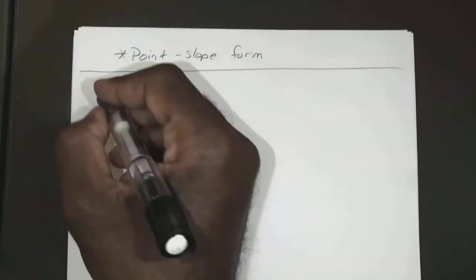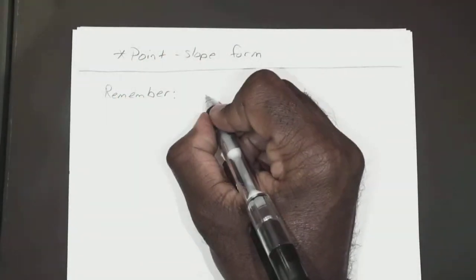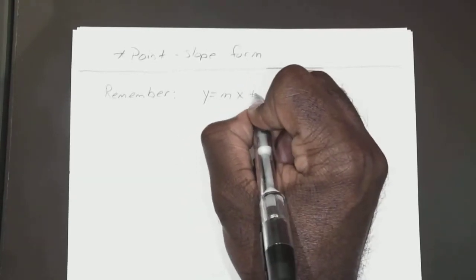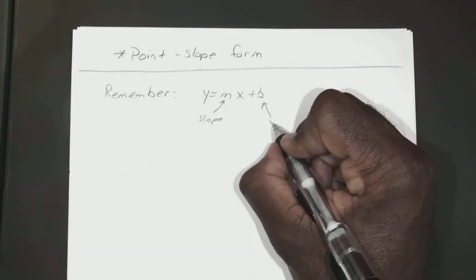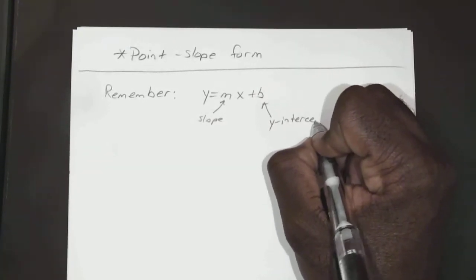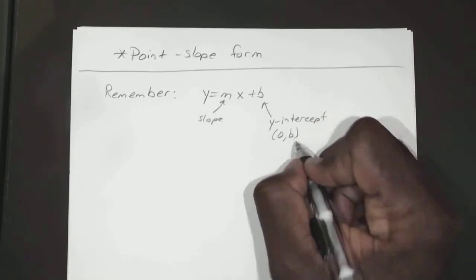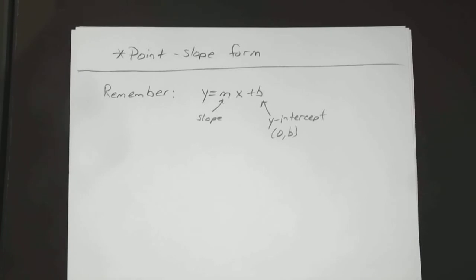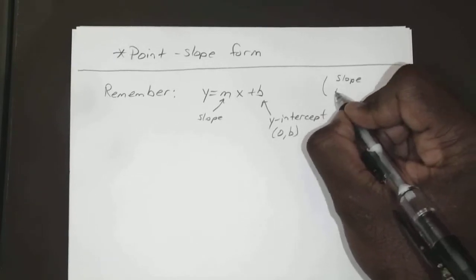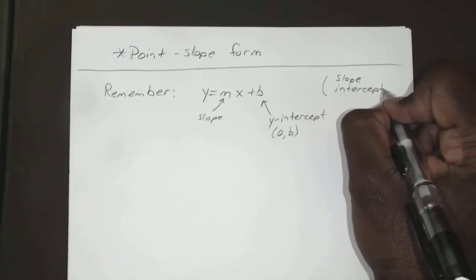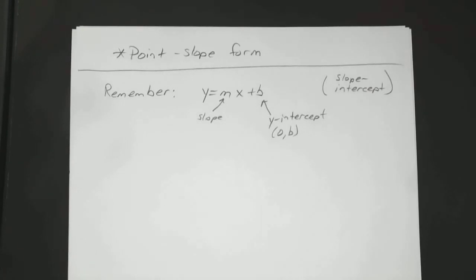Okay. Now before, we had y equals m times x plus b, where we knew that this is your slope, and your y-intercept is just 0 and whatever that number is. That's your slope-intercept form. So that's when you can figure out what your slope is and what your y-intercept is.